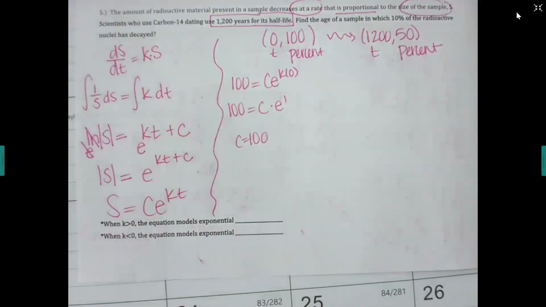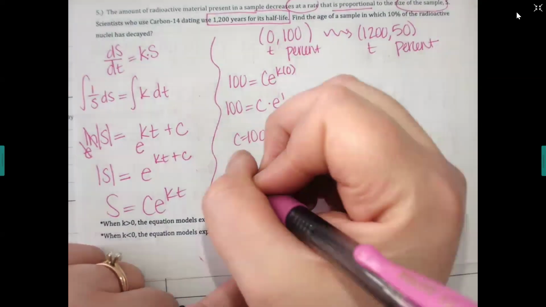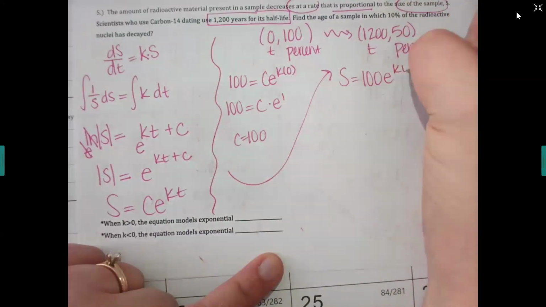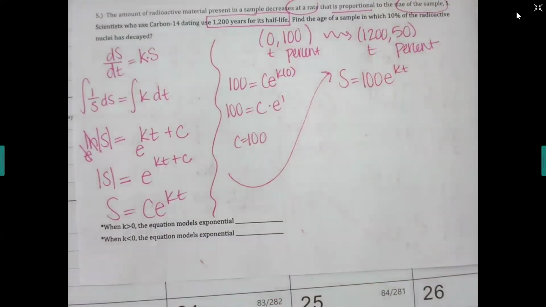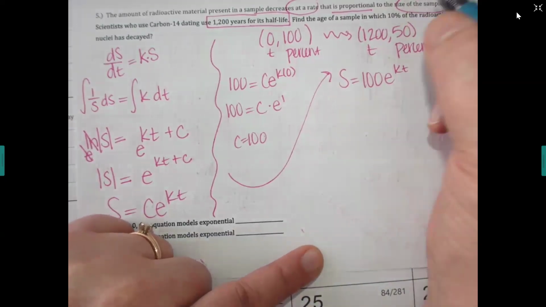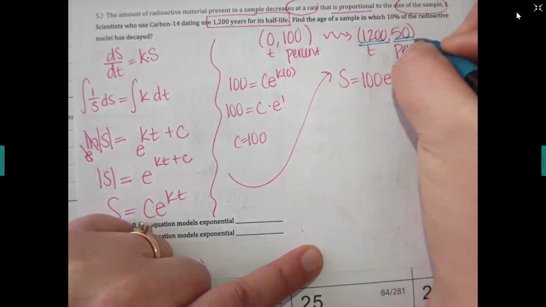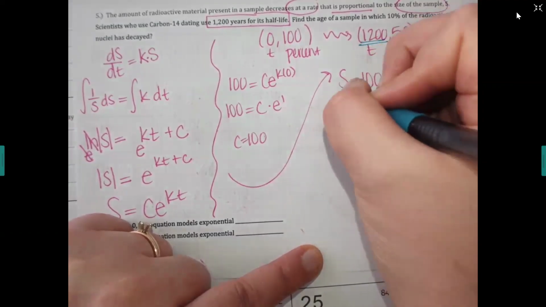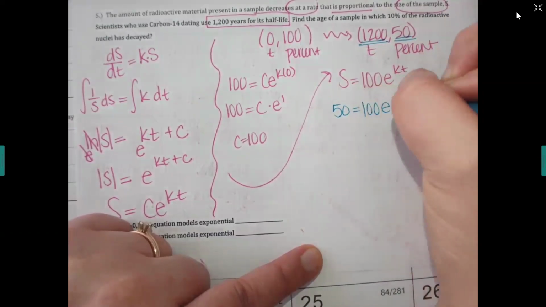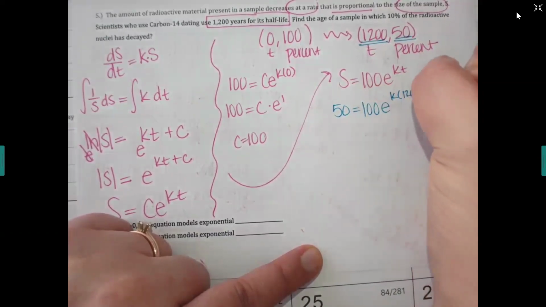Remember what we said. We already observed that my C is the initial amount. So if I started with 100%, it makes sense that that goes there. So I have sample size equals 100e to the kt. What is the next ordered pair that I'm going to use? The 1,200, comma 50, where 50 is the amount of sample size I have left. And then I'm plugging in 1,200.